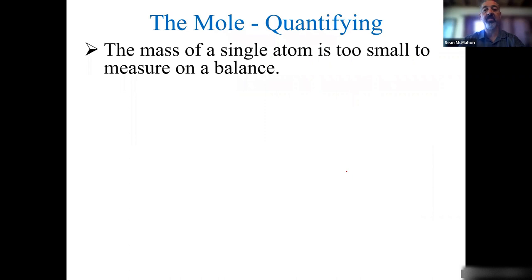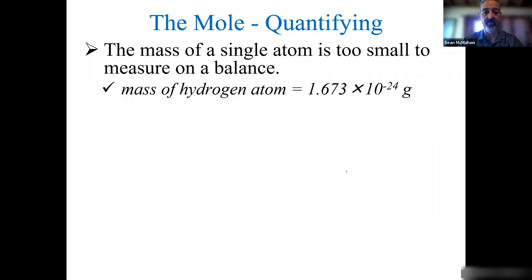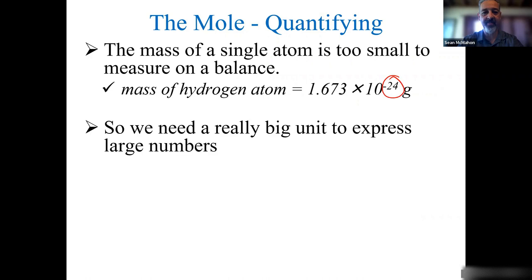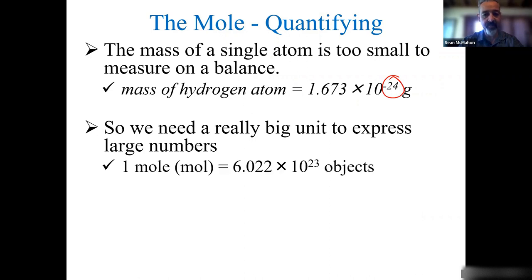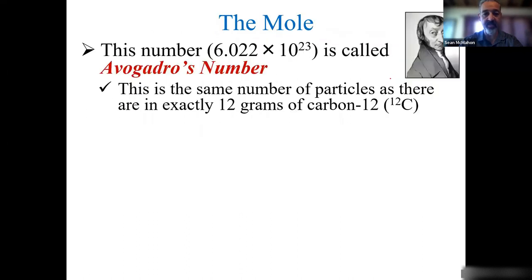So how are we going to quantify? The mass of a single atom is too small to weigh on a scale. For example, the mass of a hydrogen atom is 1.673 times 10 to the negative 24 grams, okay? So we need a better unit to express large numbers. So 1 mole, 6.022 times 10 to the 23rd objects, is just like 12 objects when we say a dozen.